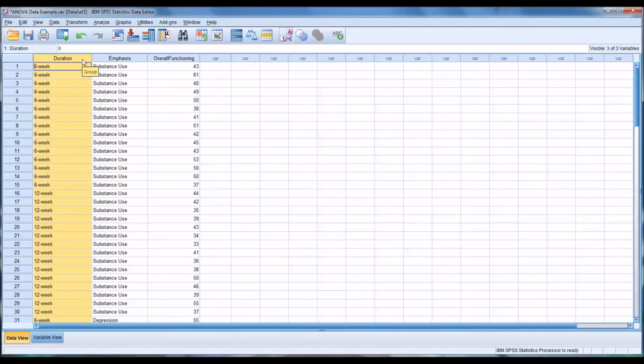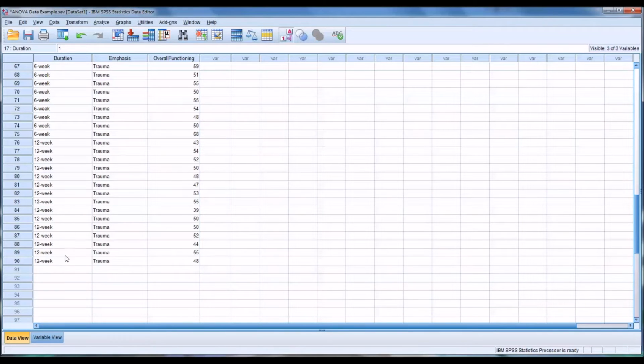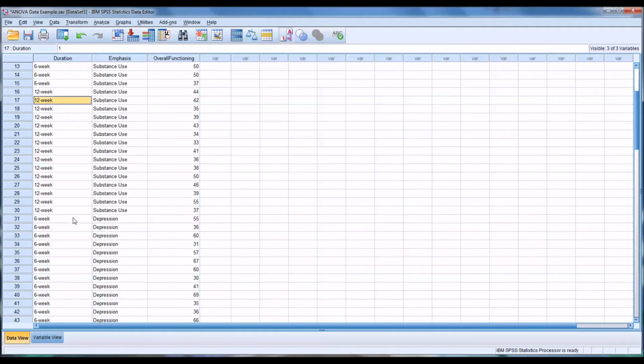One is duration. So let's assume that the treatment being provided to these participants is group therapy. Okay, so the duration of this group is 6 weeks, and there's another duration of 12 weeks. So there's two levels of this factor. There's a 6 week level and a 12 week level. And this goes across all 90 participants. Half are in a 6 week group and half are in a 12 week group.